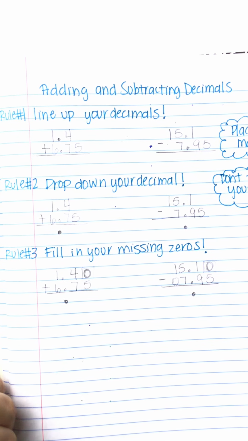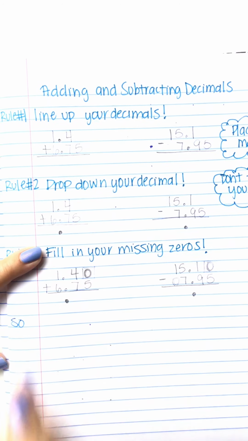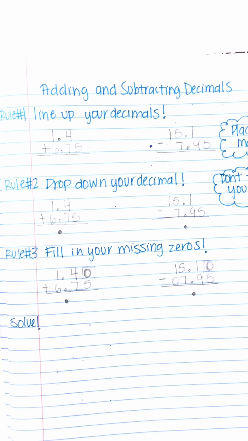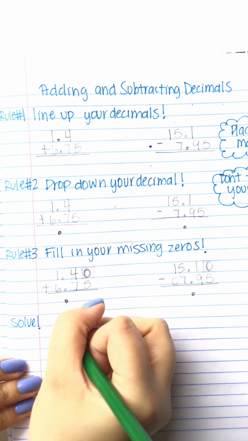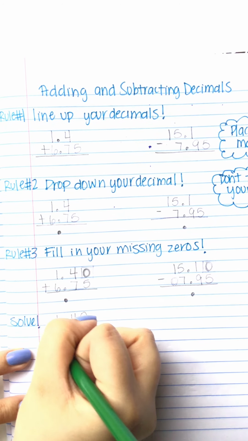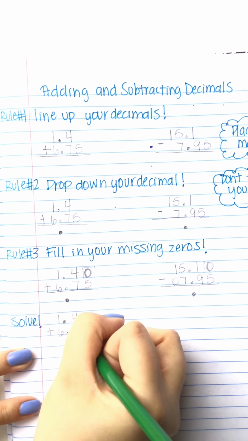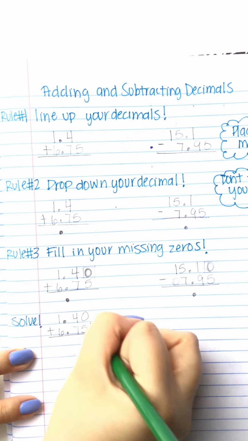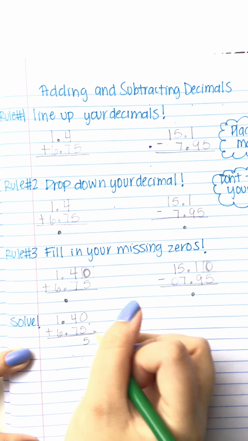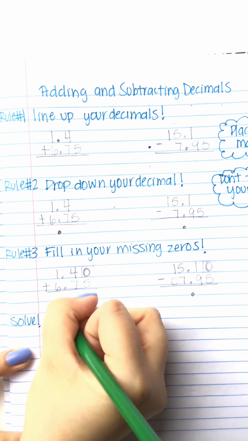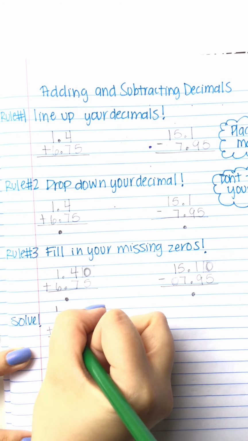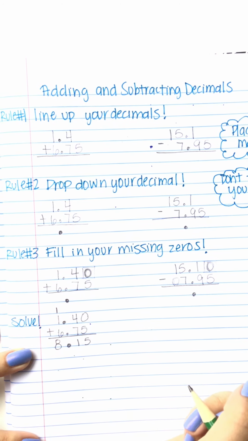And then the last step is to solve. Okay, so now we can solve our problem. We're going to start off with 1 and 40 hundredths plus 6 and 75 hundredths. Okay, I am adding. 0 plus 5 gives me 5. 4 plus 7 gives me 11. Bring down my decimal. 6 plus 1 gives me 7, plus 1 gives me 8.